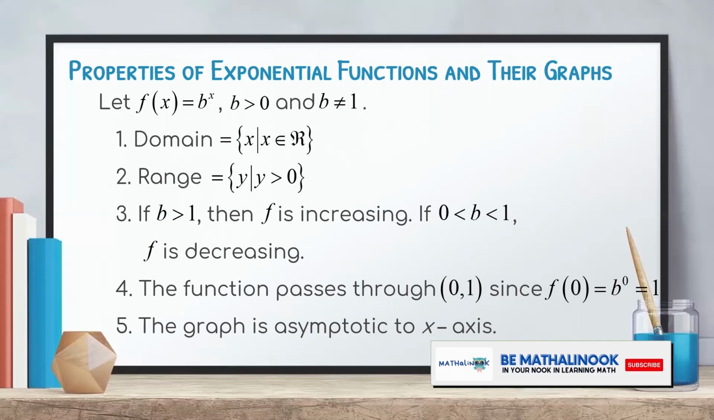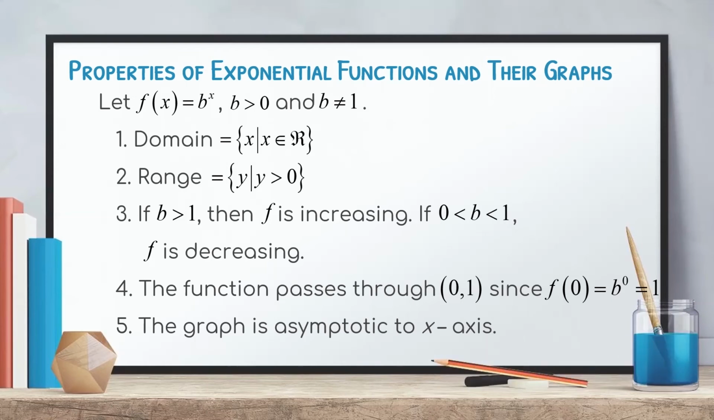If the base is greater than 1, then the function is increasing, while if the base is greater than 0 but less than 1, then the function is decreasing. The function passes through (0, 1) since f of 0 is equal to b raised to 0, which is equal to 1. And finally, the graph is asymptotic to the x-axis.